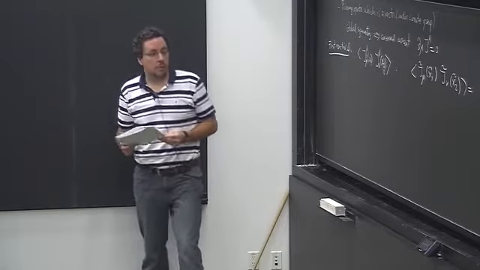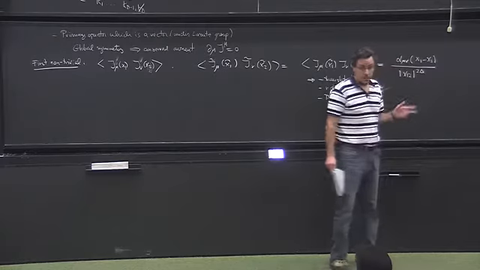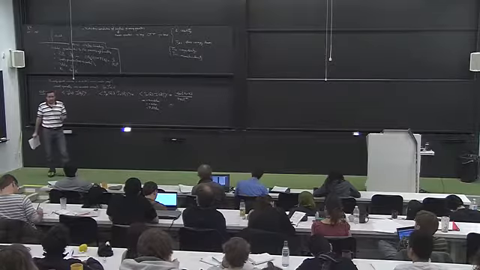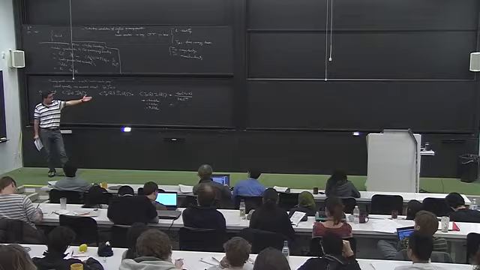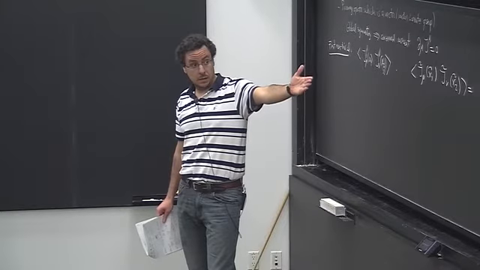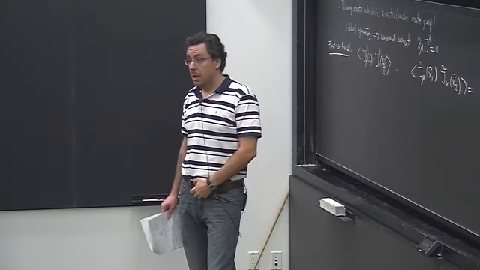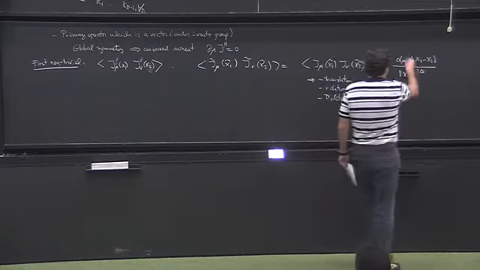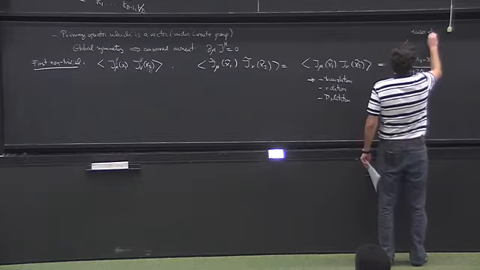What will be the scaling weight of alpha have to be? Right now I'm just asking as a function of x. How does alpha have to scale if I do a dilatation? It must not scale at all. Exactly. So it has to have weight 0. So alpha will be a tensor of scaling weight 0.